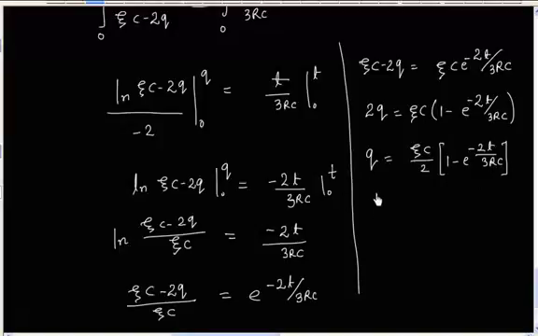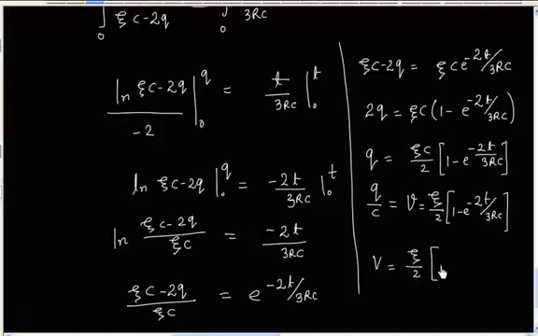So the potential difference across the capacitor will be q by C, that is V, the potential difference across the capacitor, that is Xi by 2 into 1 minus e to the power minus 2t by 3RC. So one can find this result by writing the equations and solving the integration.